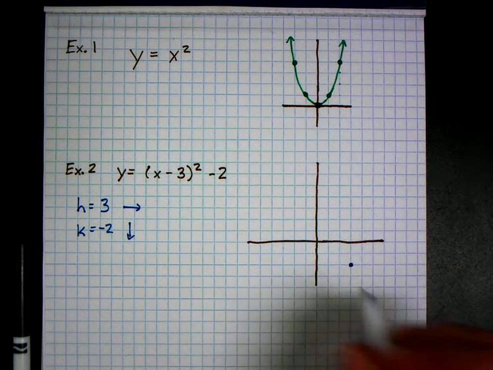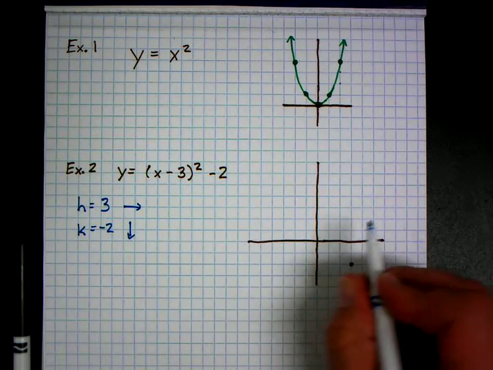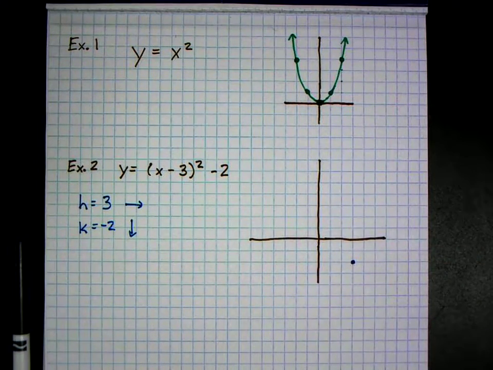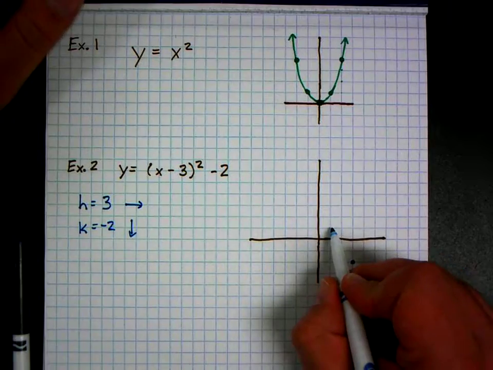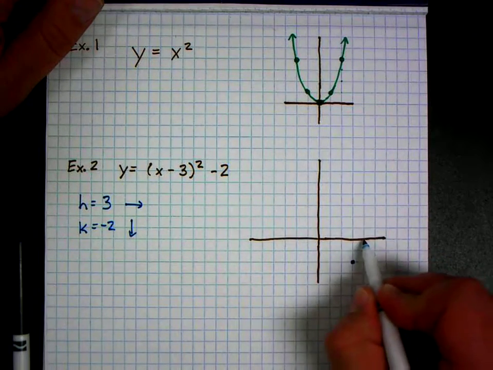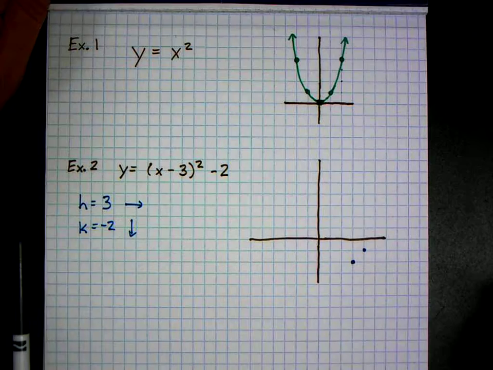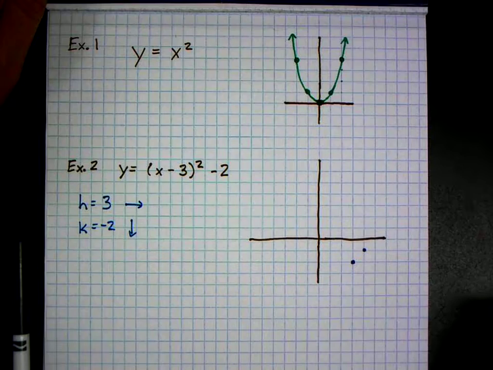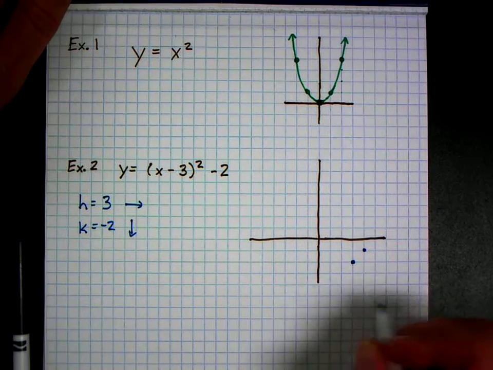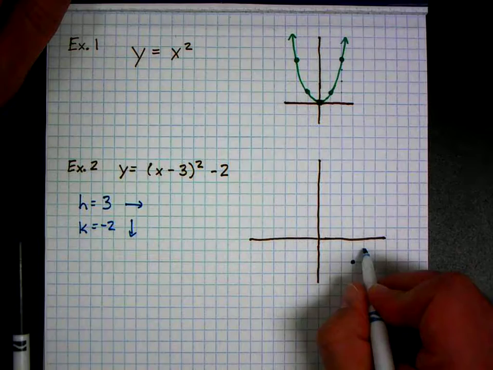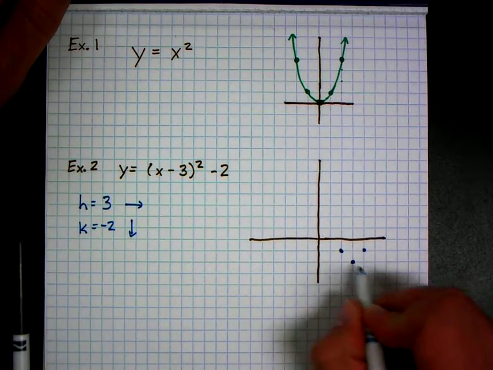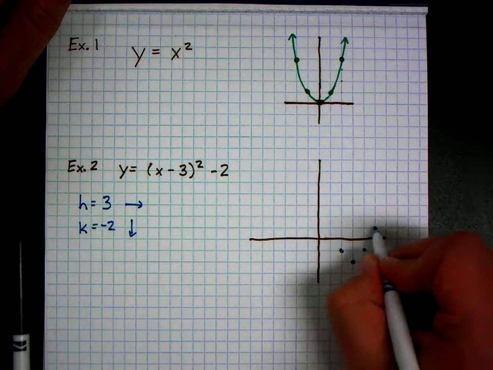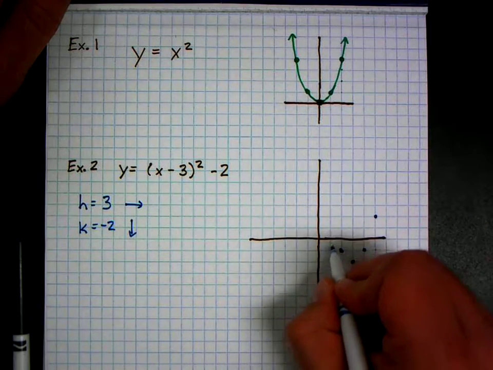Okay, now there's two ways of doing this. You can take every single point and move it 3, -2. So I could take this point at 1, 1, and I could go 1, 2, 3, 1, 2. Or you can know what the graph looks like, and you can just draw your graph off of your vertex. So I know from this vertex that my other points are over 1, up 1, over 1, up 1, and over 2, up 4. 1, 2, 3, 4.